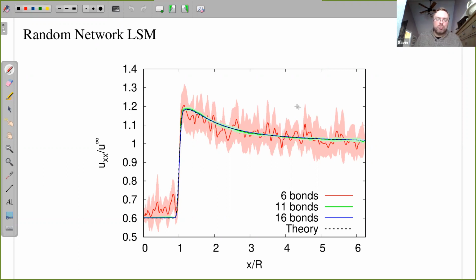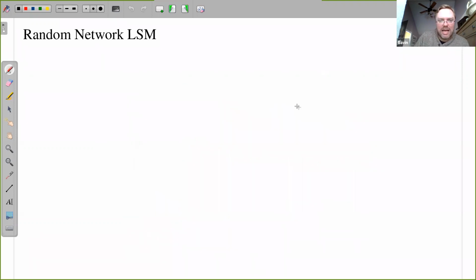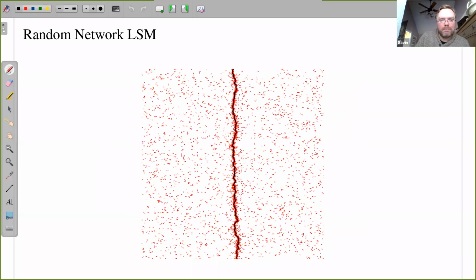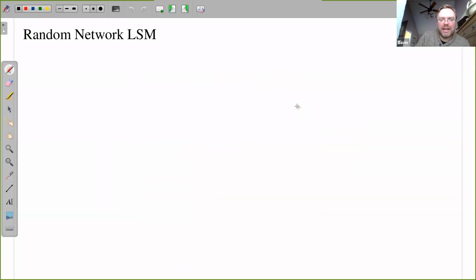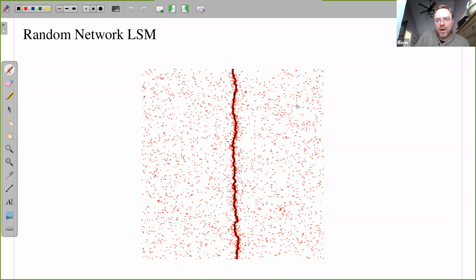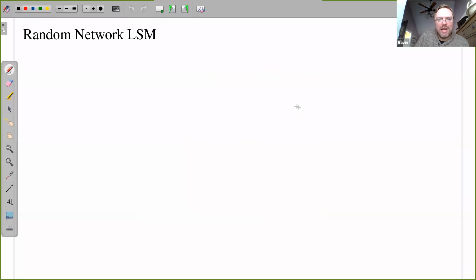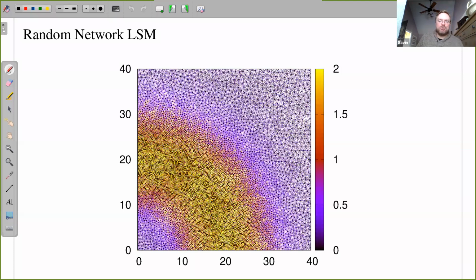Now, the theory in this plot is the theory calculated on the lattice. So it doesn't take into consideration the sharp interface. If I did, oops, I'm jumping ahead there. This is just fracture mechanics. Again, just removing springs. But this is what I wanted to show.